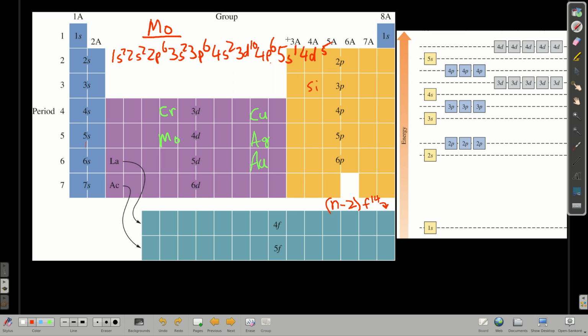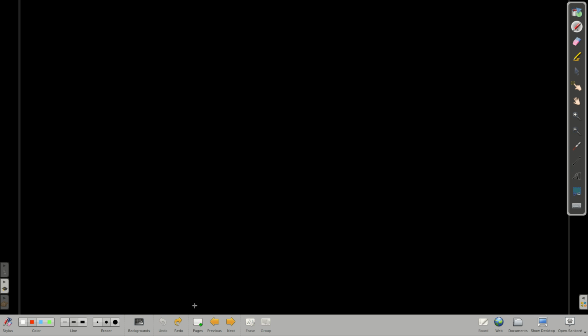Why is this? Well, it ends up that it's just a little bit more stable for an atom to have a half full or a full subshell than to not. This is a general principle that's good to remember. Let's write it down.